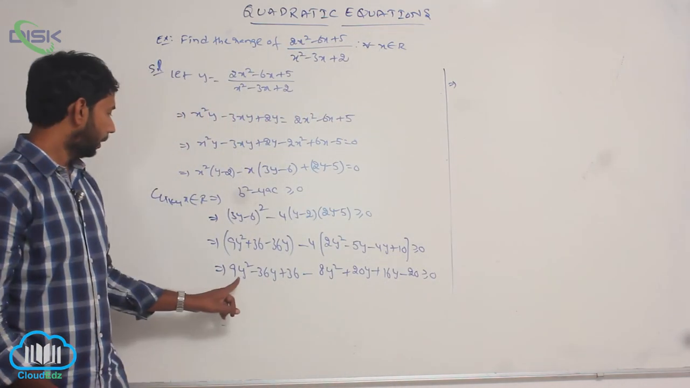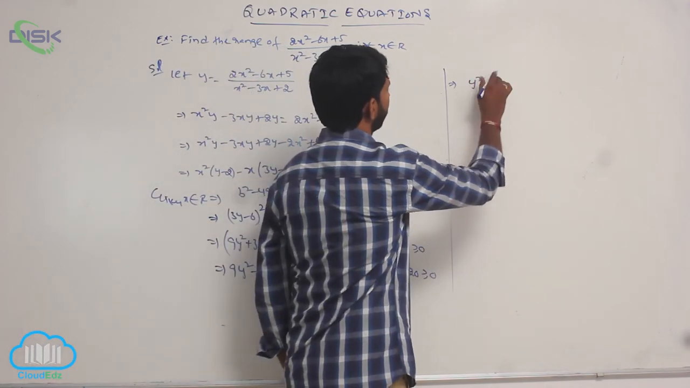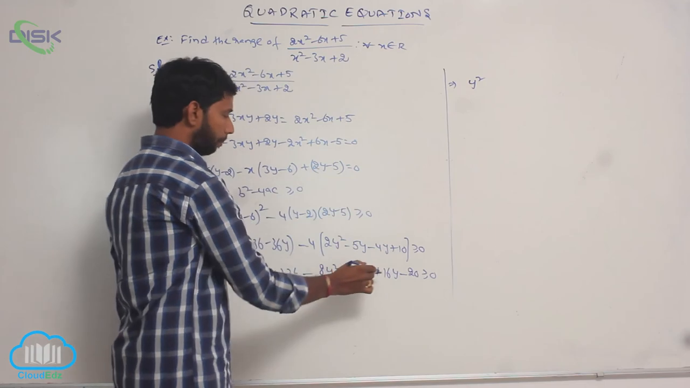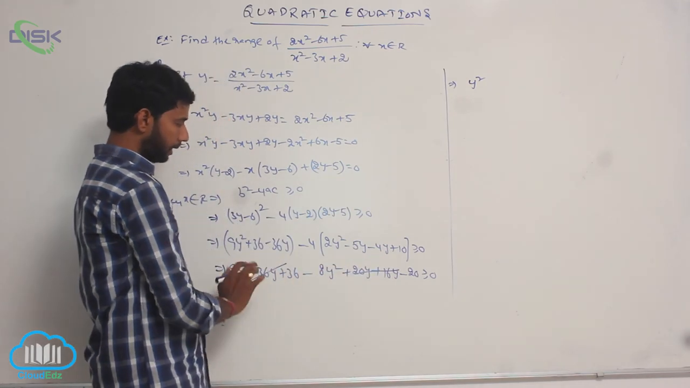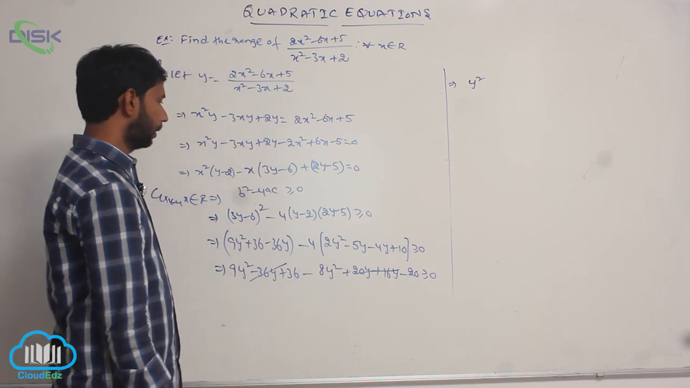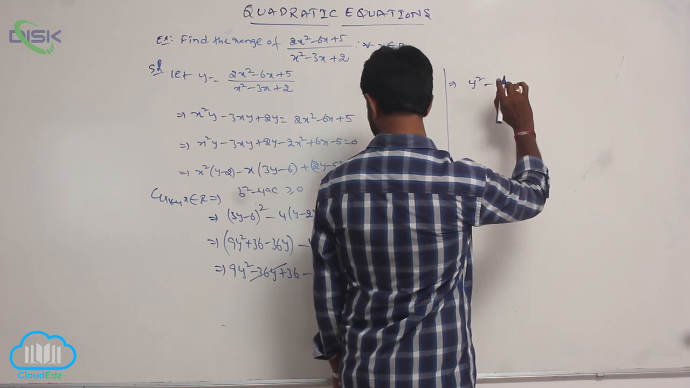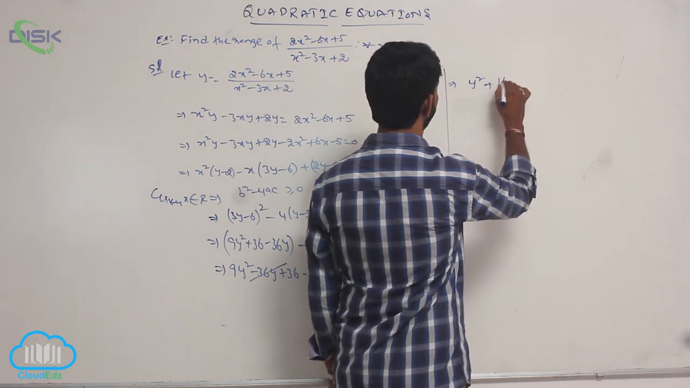That implies here 9y² - 8y², that is y². Here plus 36y minus 36y can cancel. Here 36 minus 40, plus 16 is greater than or equal to 0.